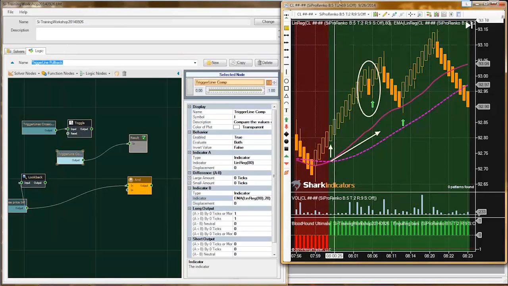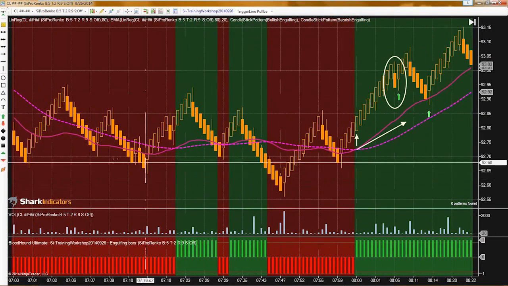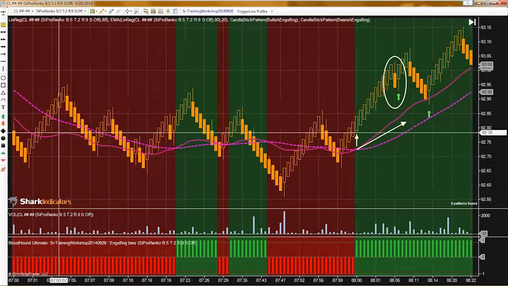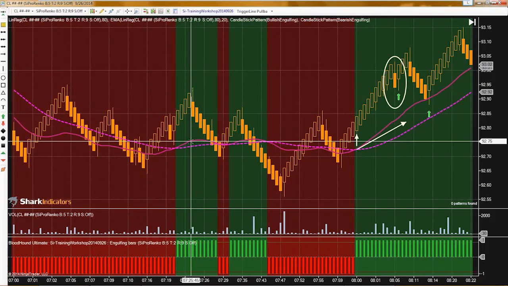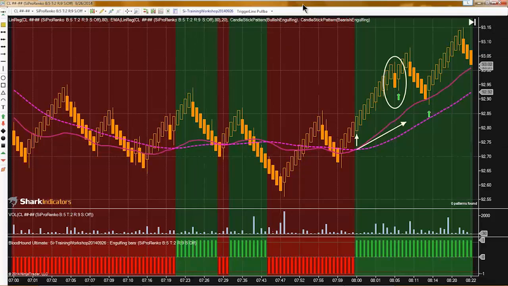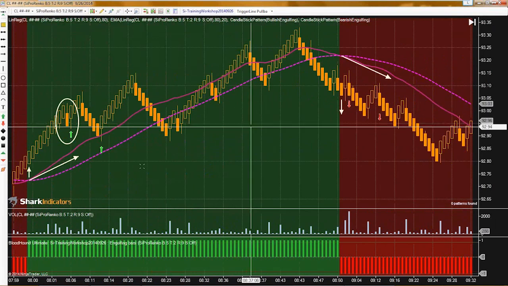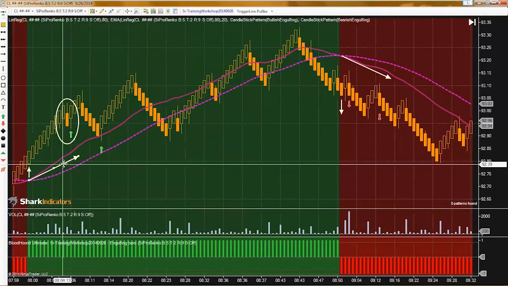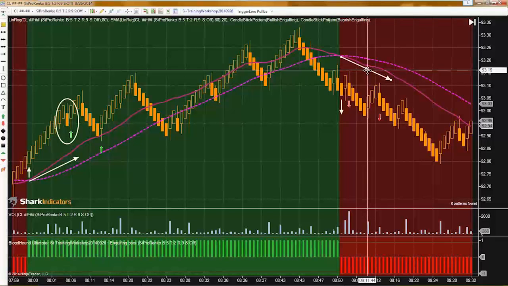Alright, so we can see that the comparison solver is showing us when we're in a short state or a long state. And it looks exactly the way it did when we were using the toggle node. So we're in a long state here, and then we switch over to a short state here.